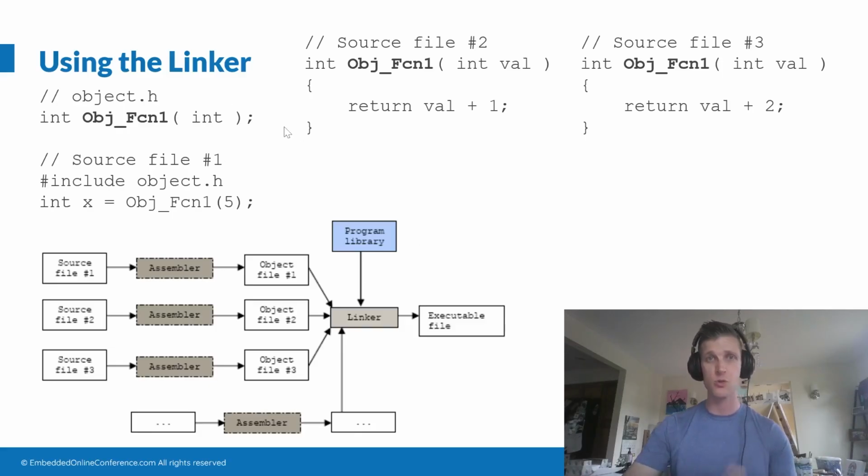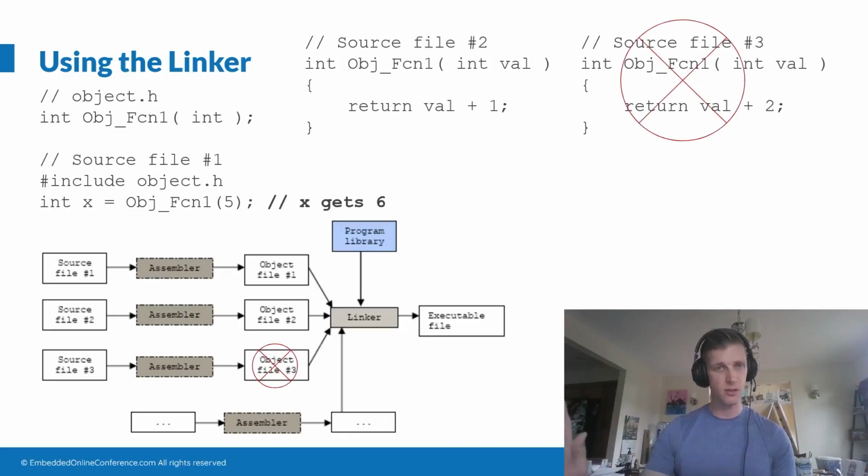You'll notice here in my little pseudocode up top that I have a source file which is using this function called object_function1, and it's declared here in object.h. And you'll notice to the right that I have two separate source files that both provide implementations of that function. Now, if I gave both of those source files to the linker, I'd of course get an error that said, hey, this function was defined in multiple locations. So the trick here is to give only one of them to the linker.